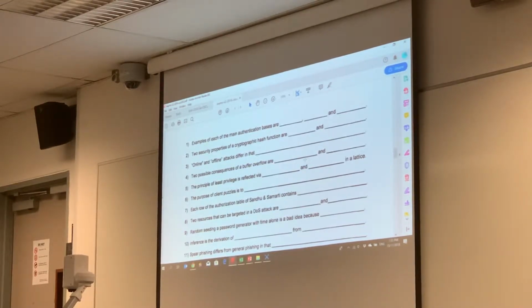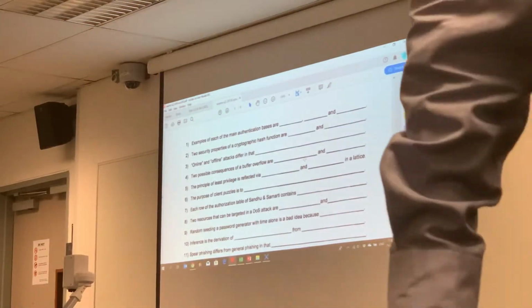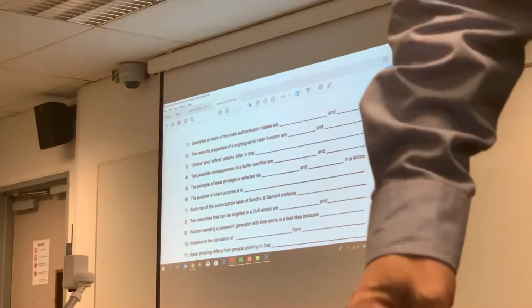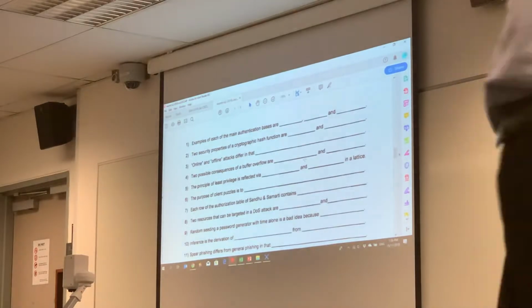Example of each of the main authentication bases are what? What you have, what you know, and what you are. Okay. So, example, because it asks you to give example. What you have is, for example, a card, ID card or whatever, or clicker or devices. What you know is like user ID, password. And what you are, for example, fingerprint, biometric, the iris, face. Handsome or not. Yeah, handsome face, yes.